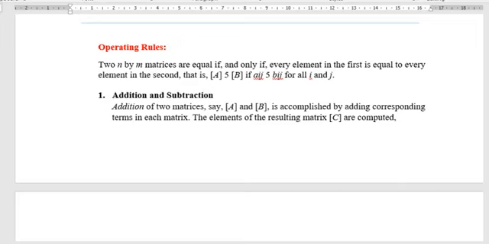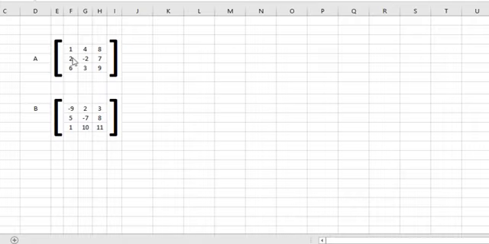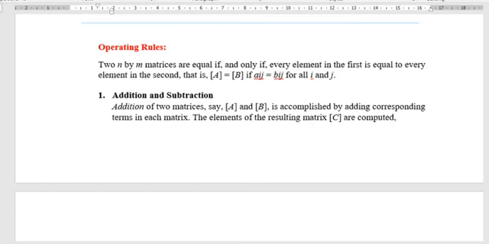So 2 n by m matrices are equal if and only if every element in the first is equal to every element in the second. So that is A is equal to B if Aij is equal to Bij for all i and j. So this is an example of equal matrices. So meaning every element of matrix A is equal to the element of matrix B. Okay.